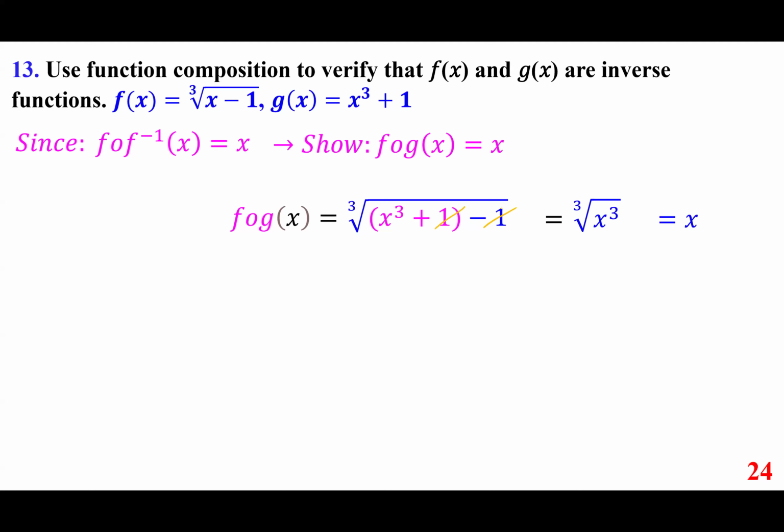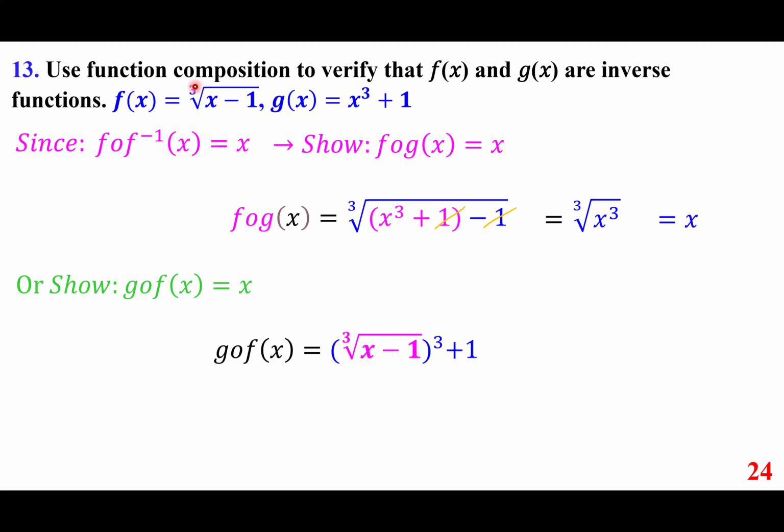Let's quickly show g of f of x equals x as well, which means for this function, replace the x with the f. Replace the x with the cube root of x minus 1. The cube root and the power of 3 cancel each other. This comes out as x minus 1. These two cancel each other, and we get x.